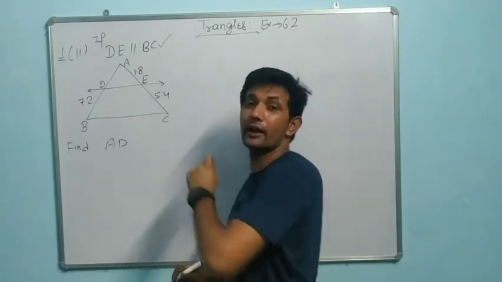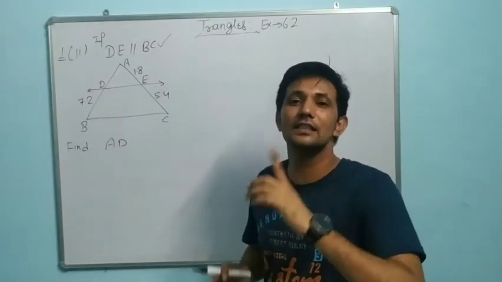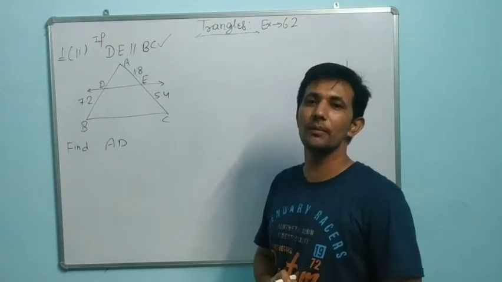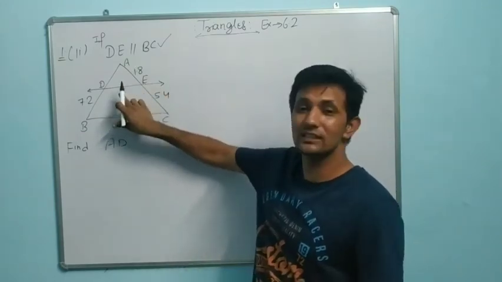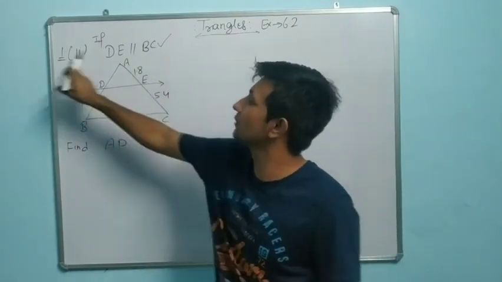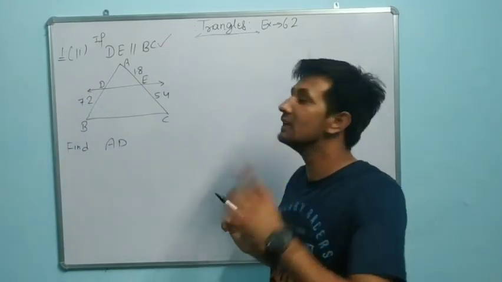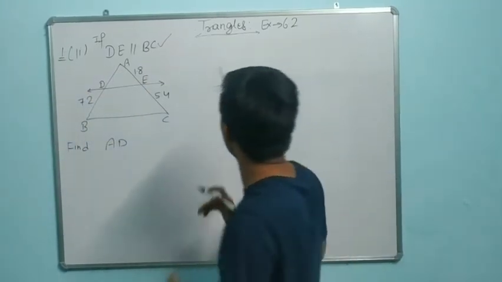Whenever we see that a line is parallel to one side in a triangle, what will we use? Thales theorem. What is Thales theorem? If a line is parallel to one side of a triangle, it always divides the other two sides in the same ratio. So we will write its proof here.